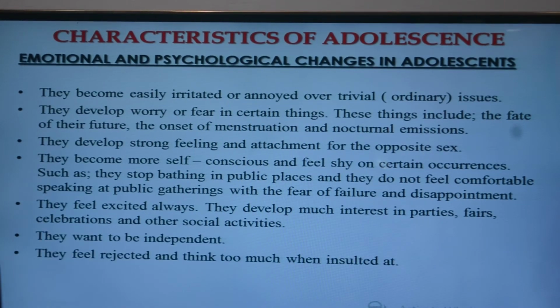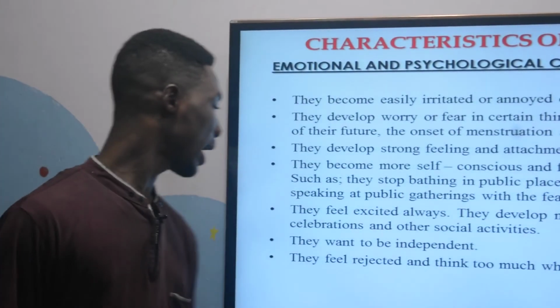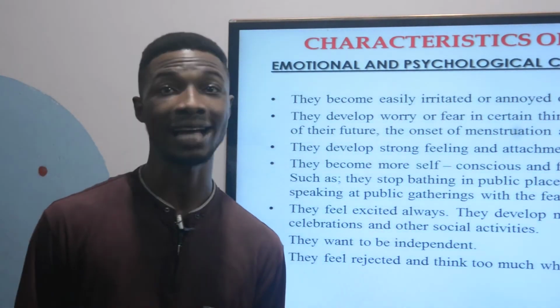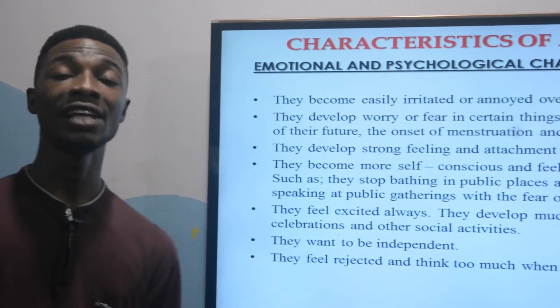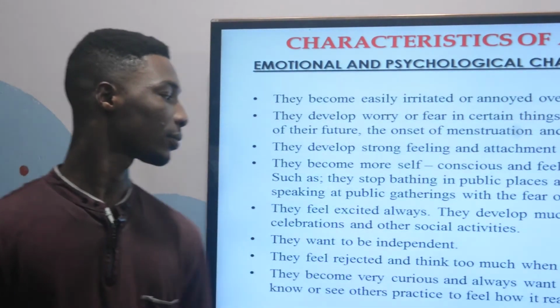They want to be independent. They don't want a lot of controls and directions. They feel rejected and think too much when they are insulted, especially when they are insulted by their parents and mocked by their peers.